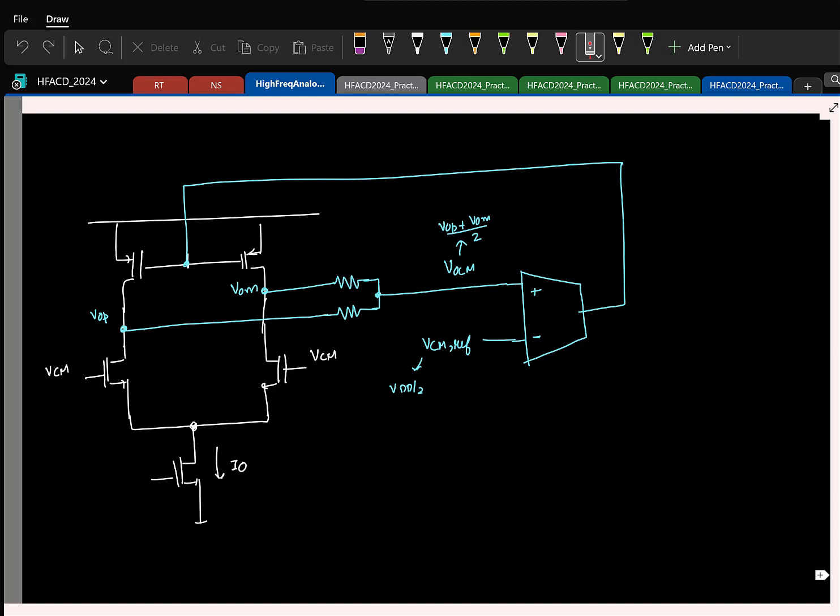So I'll basically what do I do? I'll change it here itself. So, or maybe I'll redraw it. It's okay. Let's see.